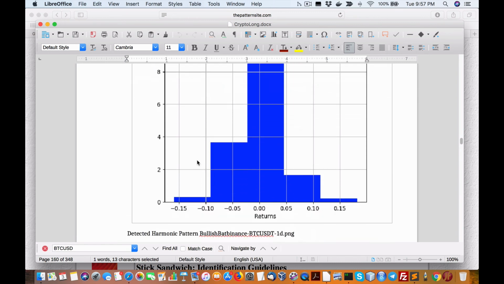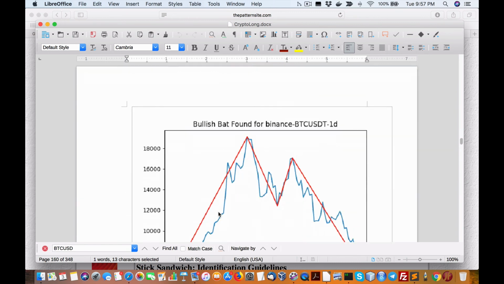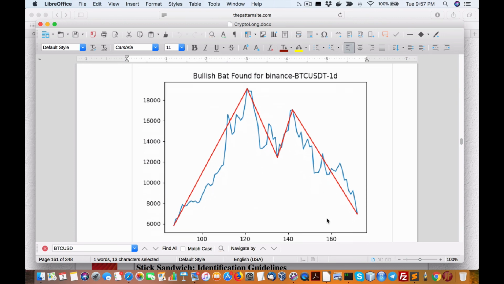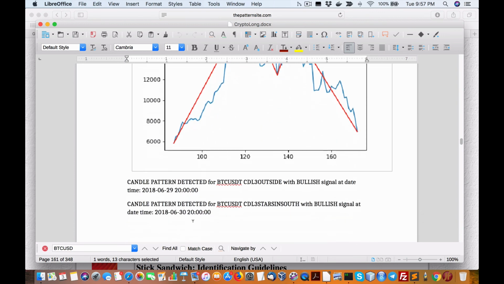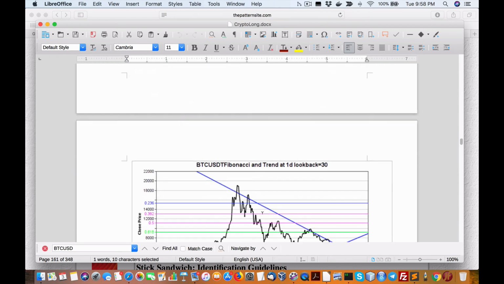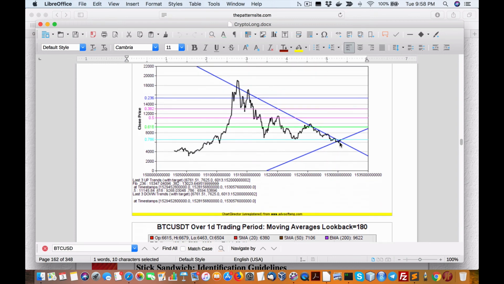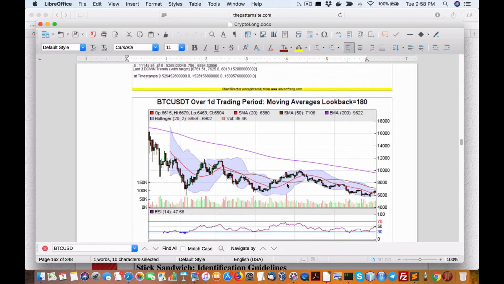Overall, this is a slightly more negative set of returns. So we have a bullish bat for this Bitcoin US dollar. Now we have a candle pattern on June 30th. So here we have our downtrend, and it's been hovering above that upper, and it's just kind of breaking through the upper trend as well.